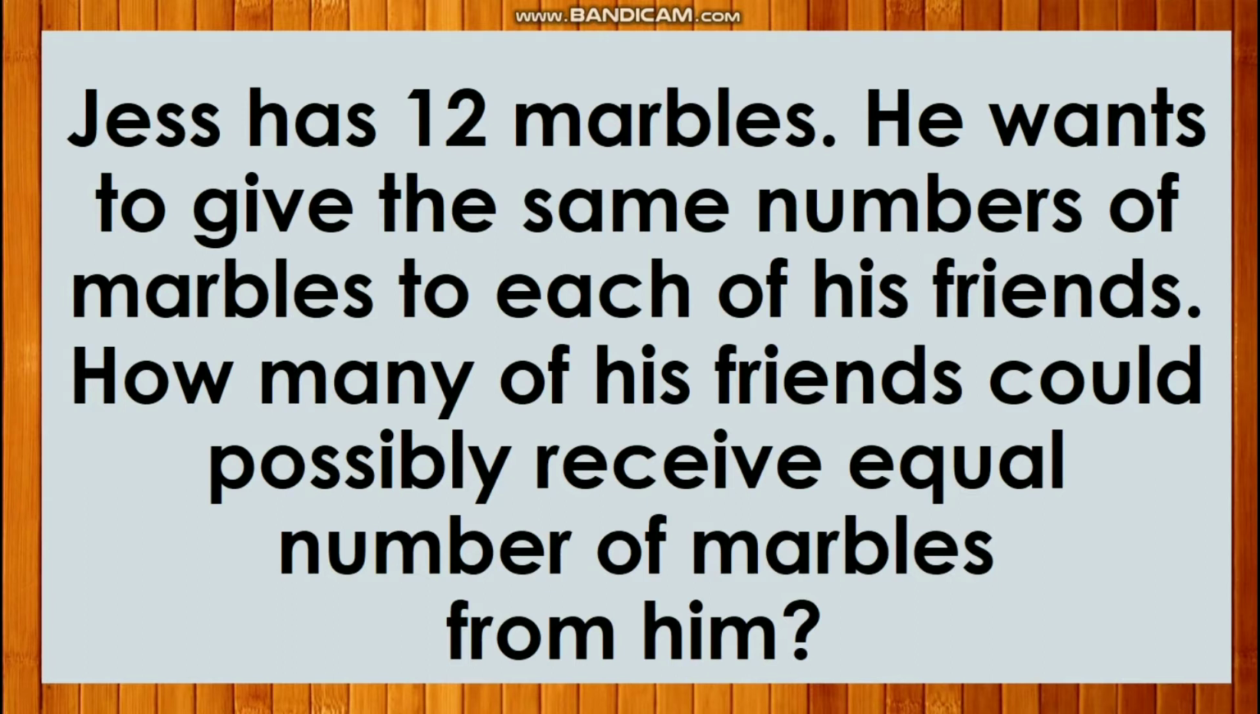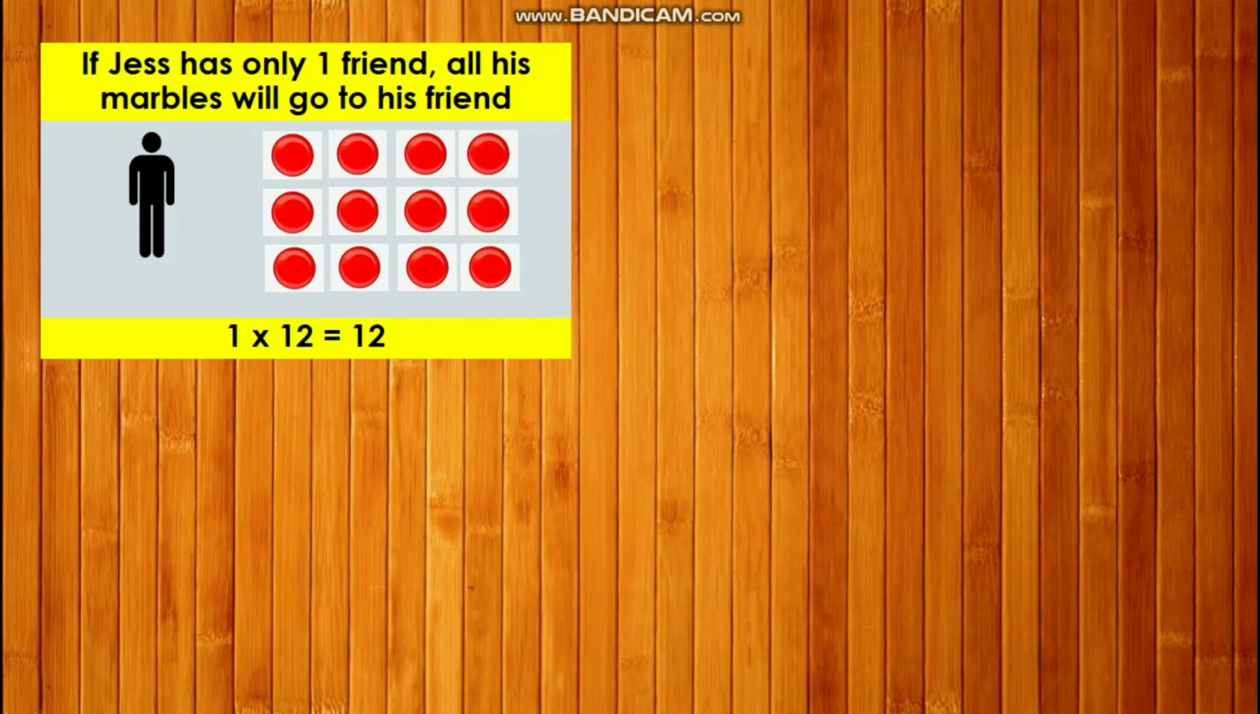Again, Jess has 12 marbles. He wants to give the same number of marbles to each of his friends. How many of his friends could possibly receive an equal number of marbles from him? Now, let us look at how Jess could give his marbles to his friends. Let us have this first scenario. If Jess has only one friend, all his marbles will go to his friend.